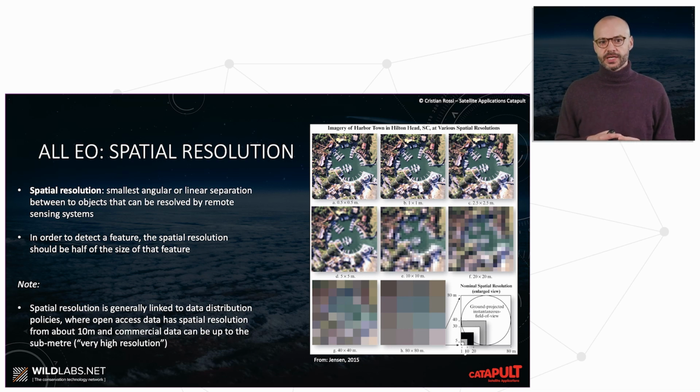The spatial resolution is generally linked to data distribution policies. Specifically, we have open access data that is typically up to 10 meters. So we are in the middle of this figure. While higher resolution data are generally part of commercial data. This is also called very high resolution remote sensing, for example, the half meter by half meter. Anyhow, this is important to classify remote sensing sensors, not only by spectral resolution, the number of bands, but also by spatial resolution, how fine we can see details in the image.